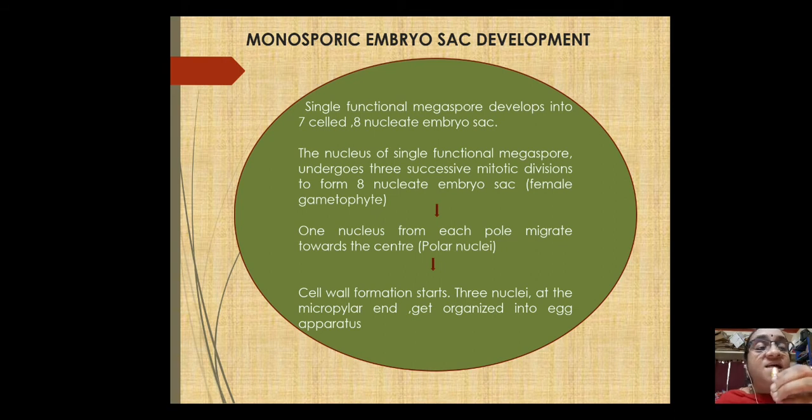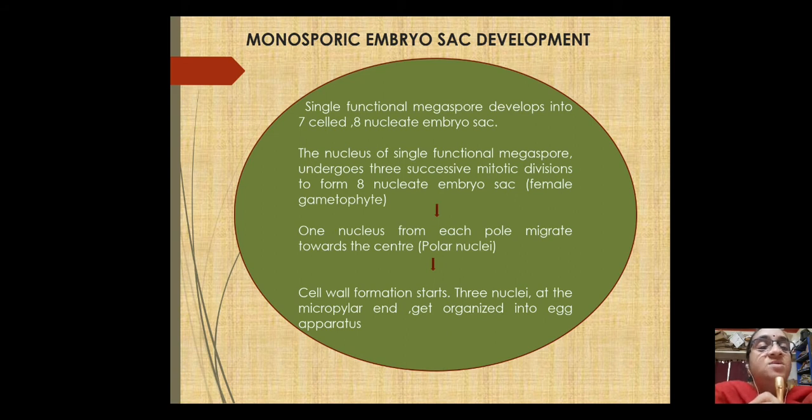How many cells are there? 7. How many nuclei? 8. Remember this. This is also important from the exam point of view. The nucleus of the single functional megaspore undergoes 3 successive mitotic divisions to form the 8-nucleate embryo sac, which is called the female gametophyte.